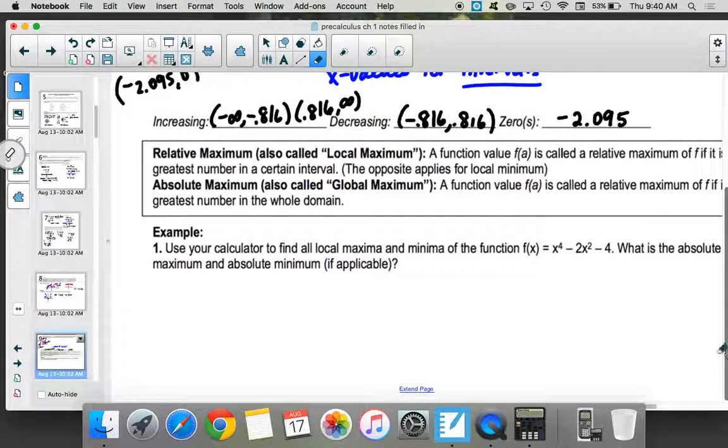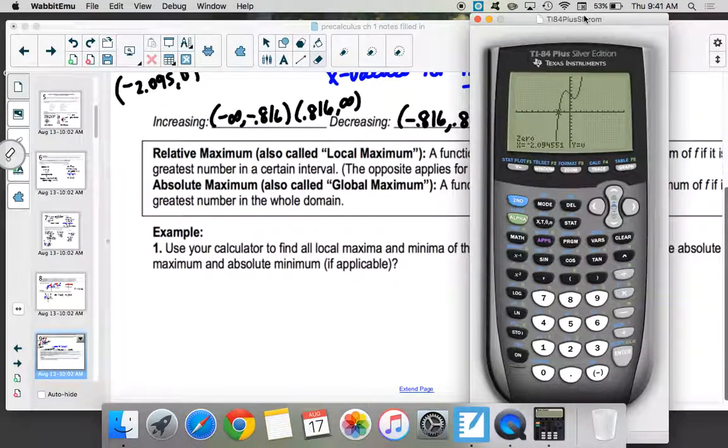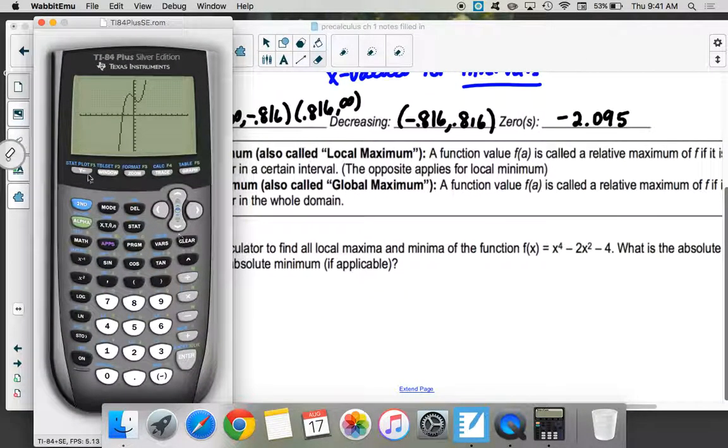All right, so it says use your calculator to find all local max and min of the function x to the fourth minus 2x squared minus 4. What is the absolute max and absolute min if applicable? So let's look at our graph, our calculator. So we're going to graph it. So I'm going to do x to the fourth minus 2x squared minus 4. And I hit graph.